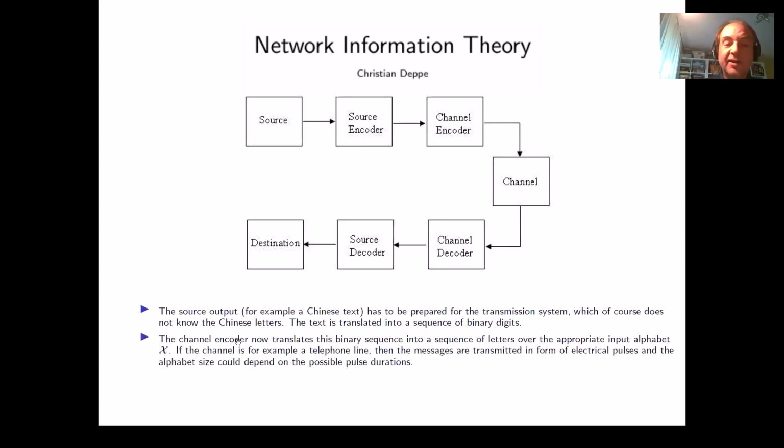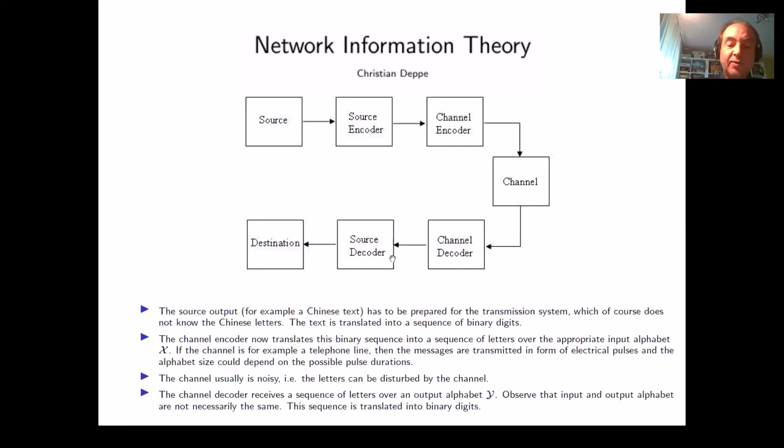So the channel encoder now translates this binary sequence into a sequence over the input alphabet. We call it X here. If the channel is, for example, a telephone line, then the messages are transmitted in the form of electrical pulses, and the alphabet size could depend on the possible pulse durations. The channel is usually noisy. The letter can be disturbed by the channel.